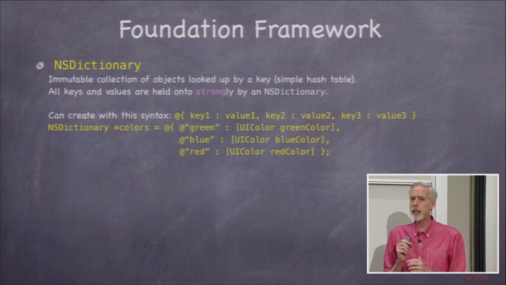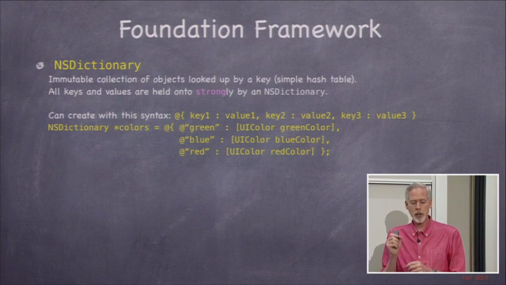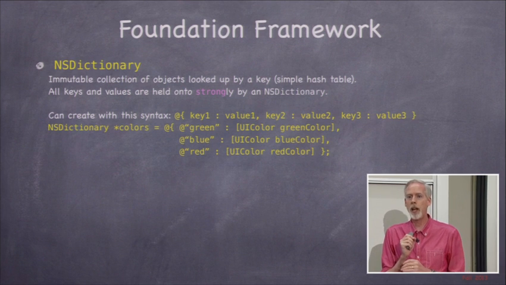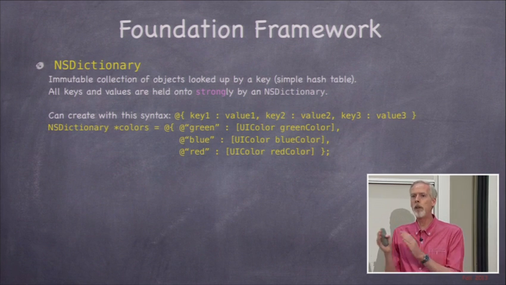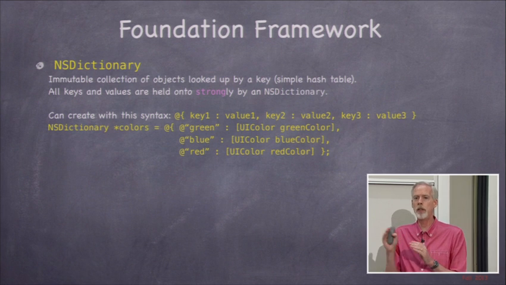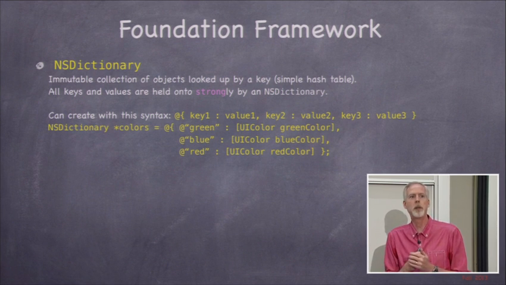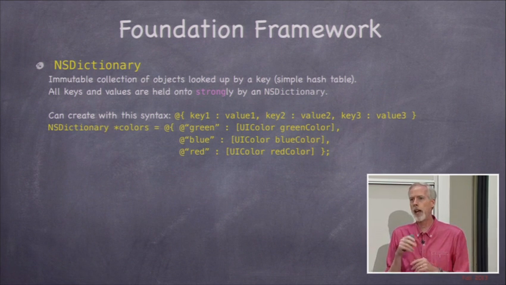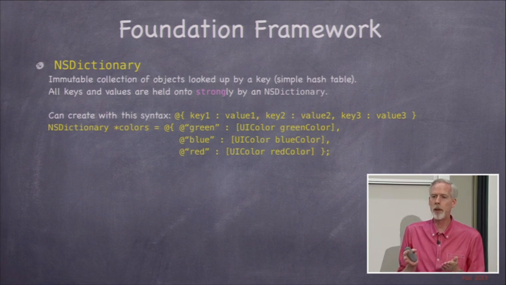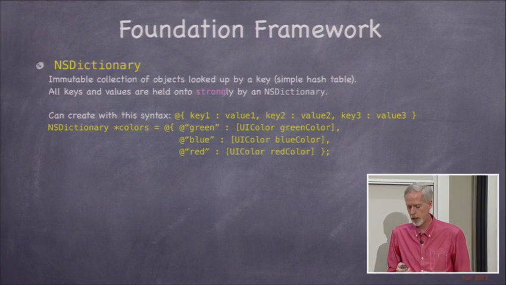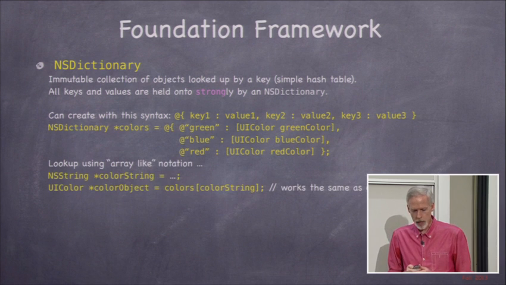You usually create immutable NSDictionaries using another @ syntax, @ curly brace. So it's @ curly brace, key colon value, comma, key colon value, comma, key colon value, and curly brace. This is kind of like the @ square brackets for arrays, or the @ parentheses for NSNumbers. This is NSDictionary's version of that.